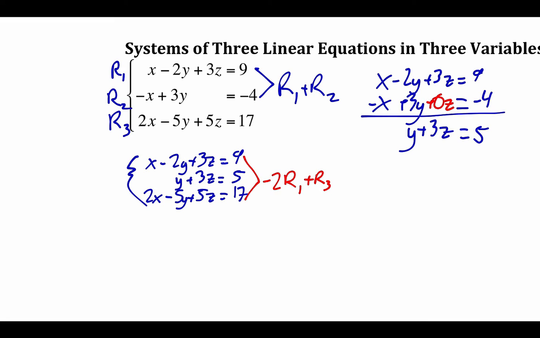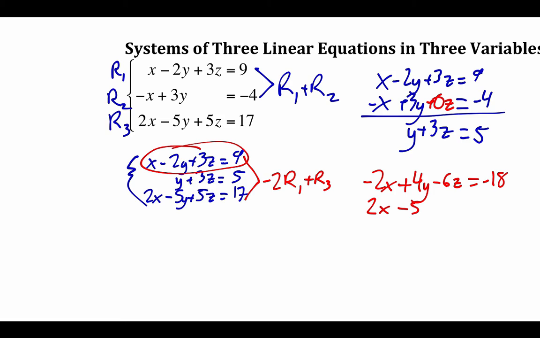So jotting that down, if we do negative 2 times row 1, so again, we're multiplying this whole row by negative 2. We get negative 2x, multiplying negative 2y times negative 2 gives us plus 4y. Then 3z times negative 2 is negative 6z, and 9 times negative 2 is negative 18. And we're going to add that to row 3, which is 2x minus 5y plus 5z equals 17.